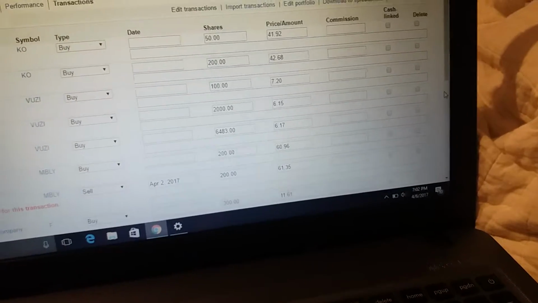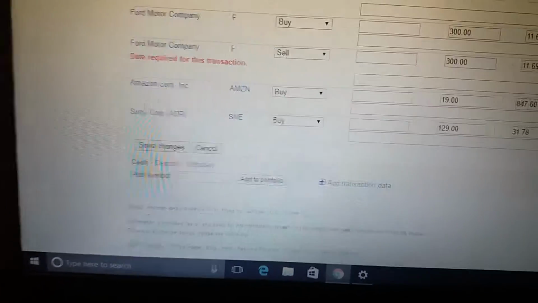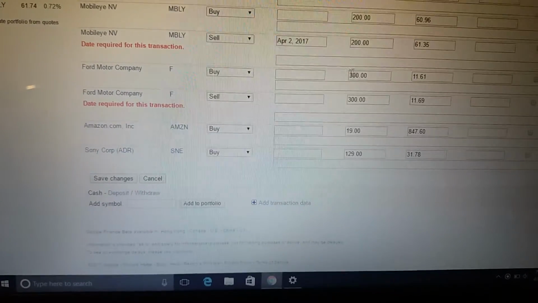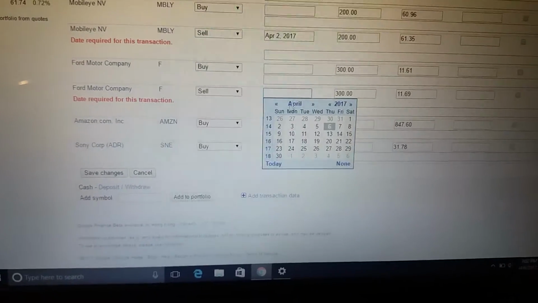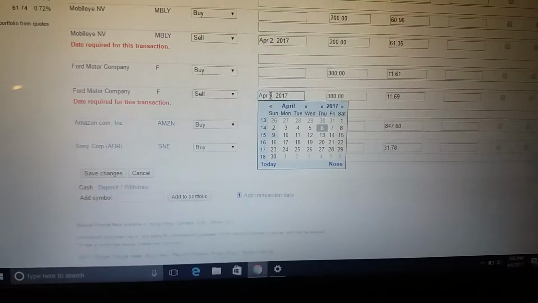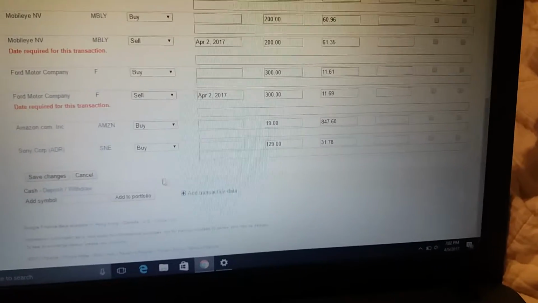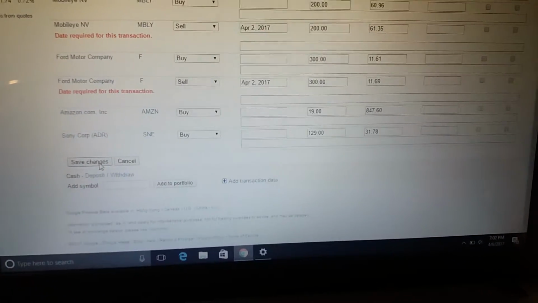It really doesn't matter when we sold it because this is virtual. And Ford needs a sell date, so we're going to say the same, April 2nd. Because if we don't enter it, it'll say it's invalid. All right? Save changes.